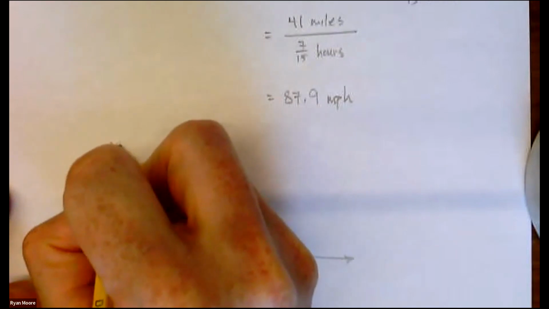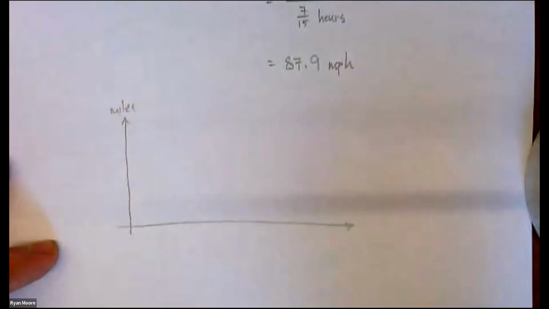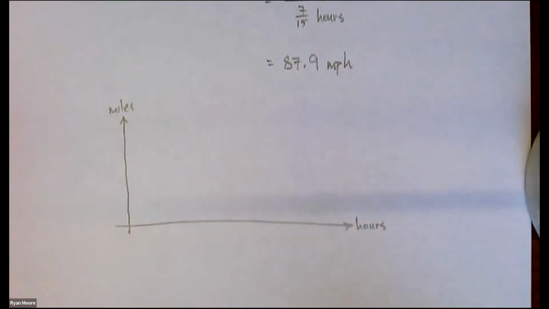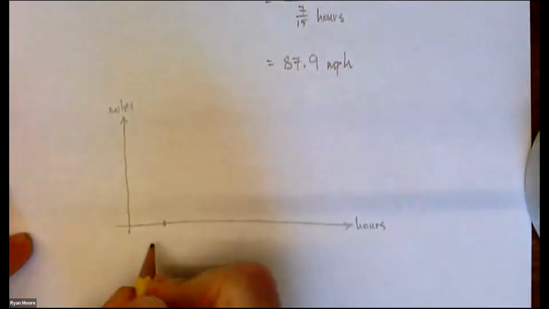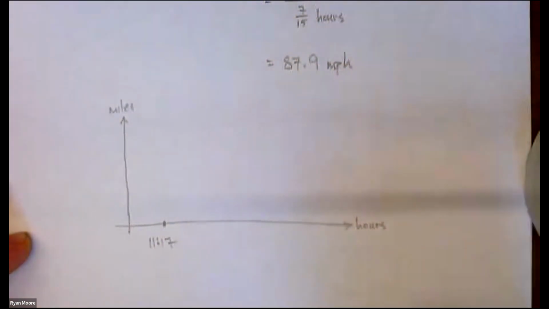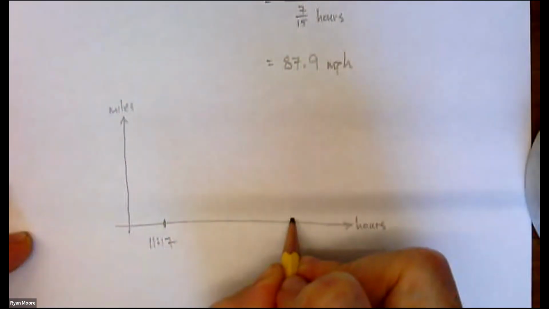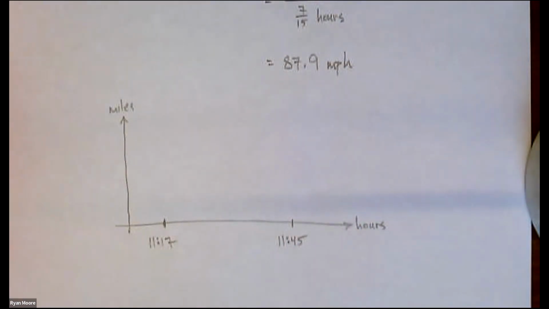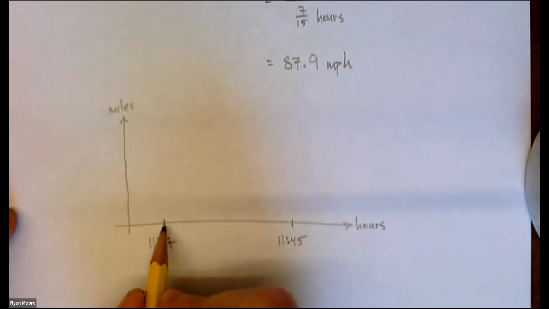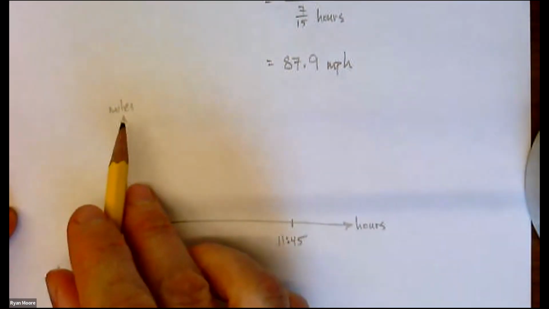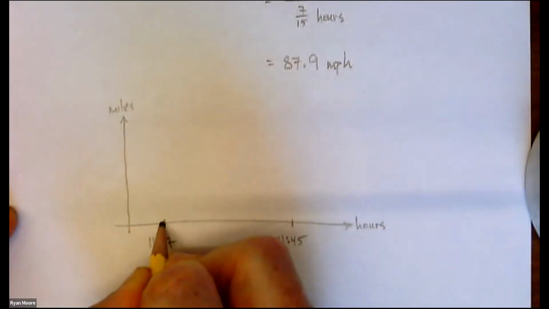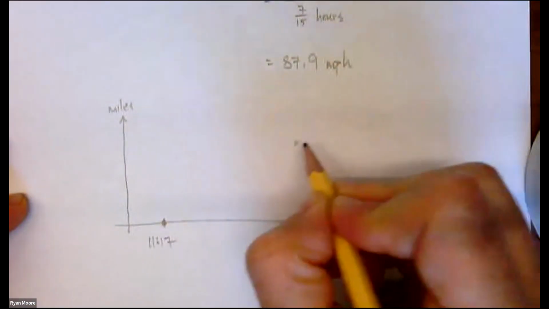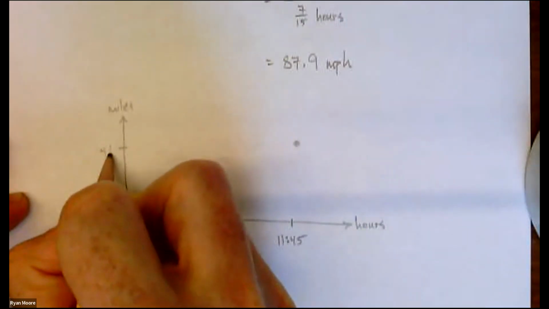So we have miles that they traveled, and we've got hours here. All right. So let's say 11:17 was right there, and let's say 11:45 was here. Okay, so we're going to say checkpoint 1, right? Let's say that was 0 miles, as far as our count goes. And at 11:45, now they're 41 miles down the road.